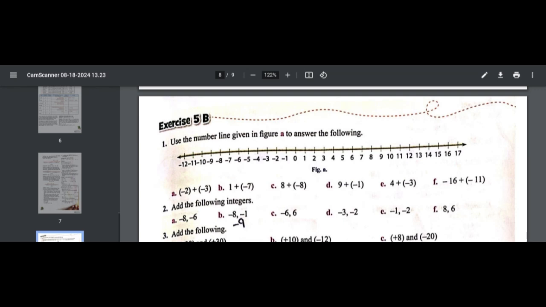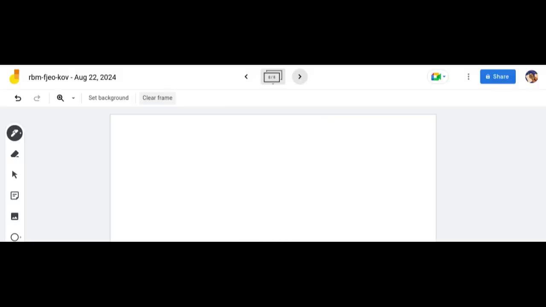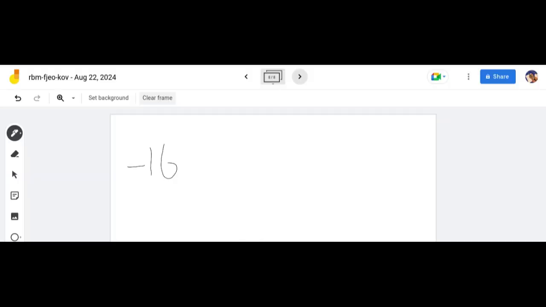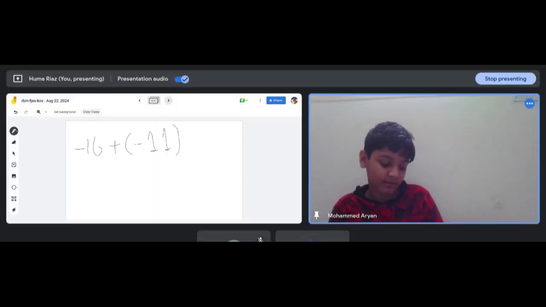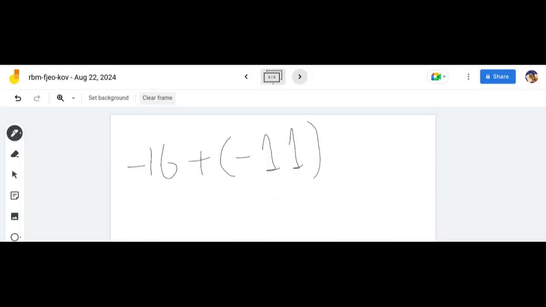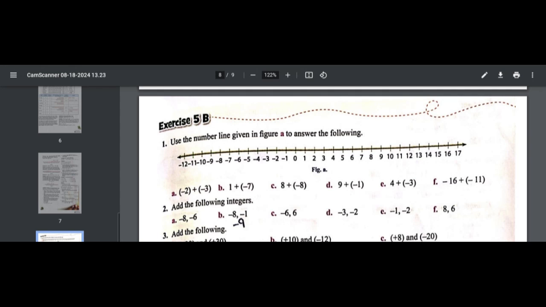So I will draw the number line. First let's solve this: minus 16 plus minus 11. I sent you the PDF, right? You cannot write on the PDF. I can, but there is not enough space. That's why I'm using the whiteboard.